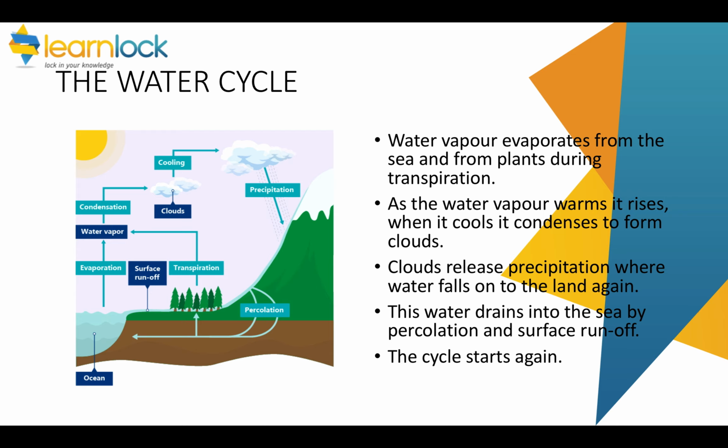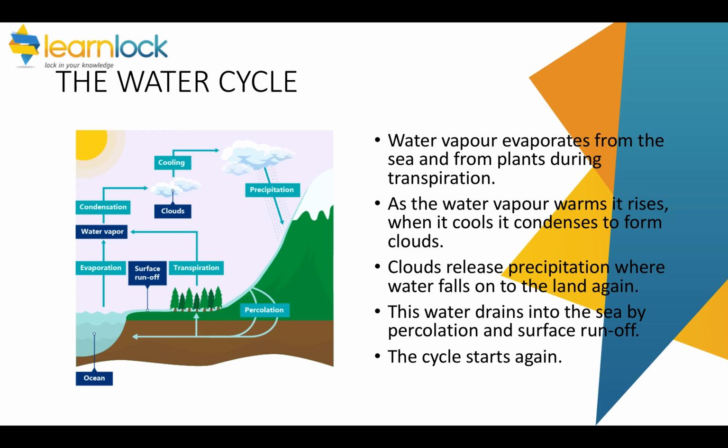The water cycle is similar in the way that water is constantly cycled in the environment. Water will start at the bottom. Water evaporates from the ocean up into the air, and also plants lose water via transpiration. That word is from the plant topic. As the water vapour warms, it rises and it cools down to form clouds. And then clouds release rain or precipitation, or it can be hail or snow, but in most cases rain.